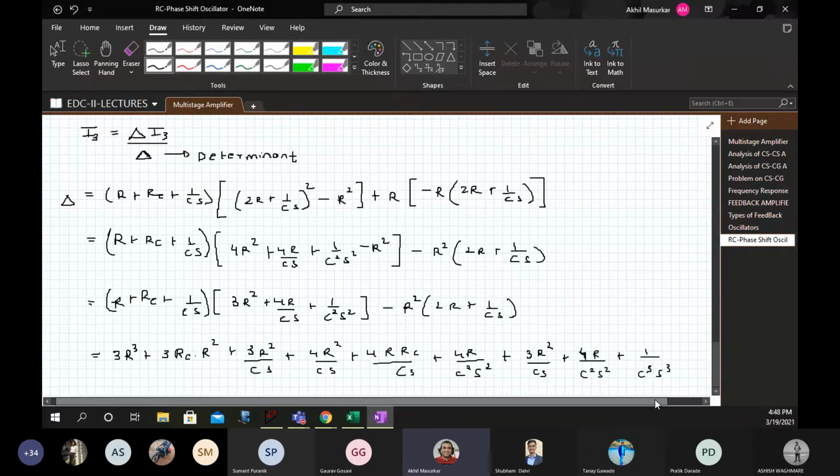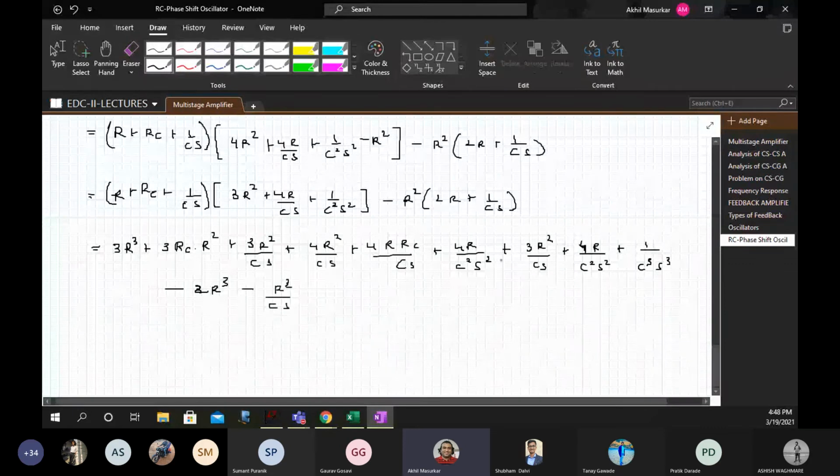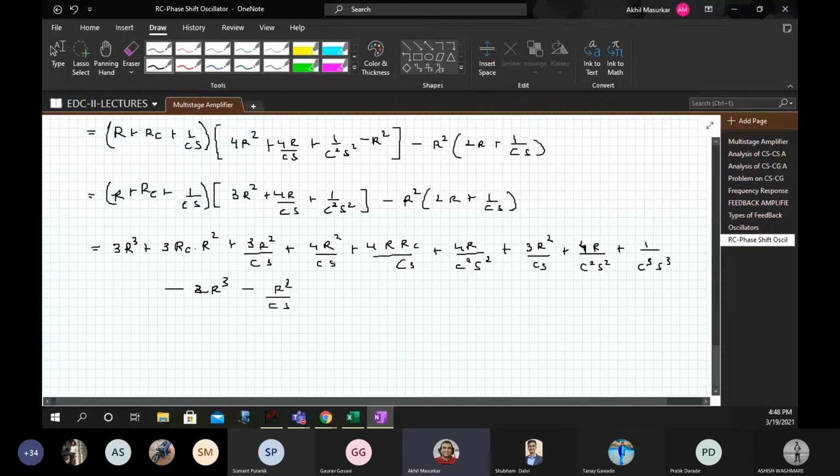I'll just take it to the next line. Minus 2R cube minus R square upon CS. So it's a huge term, but you can see some 1 by CS terms, some 1 by C square S square terms, and some 1 by C cube S cube terms. So we will combine them in that way and write a common thing. So we can write it this way, just check whether I am right or not. So let's try and write that.